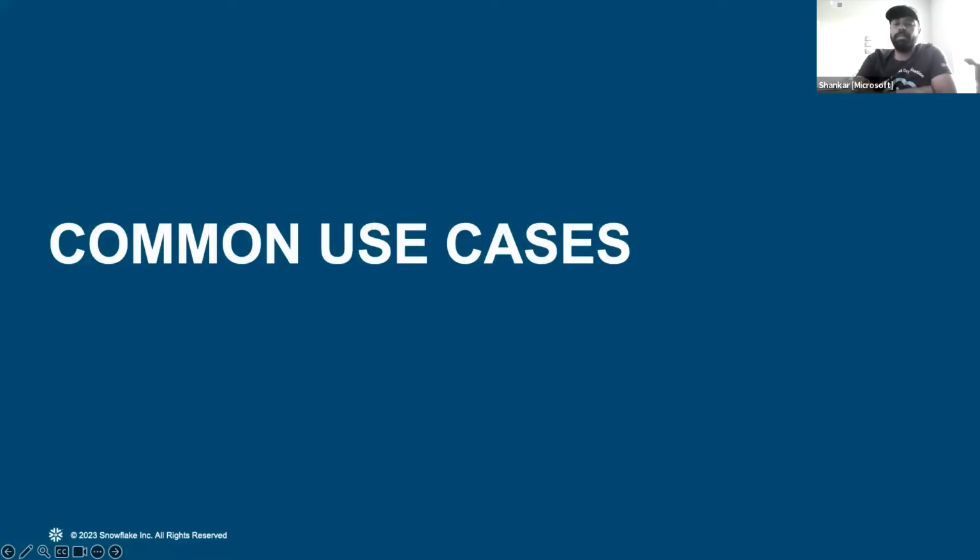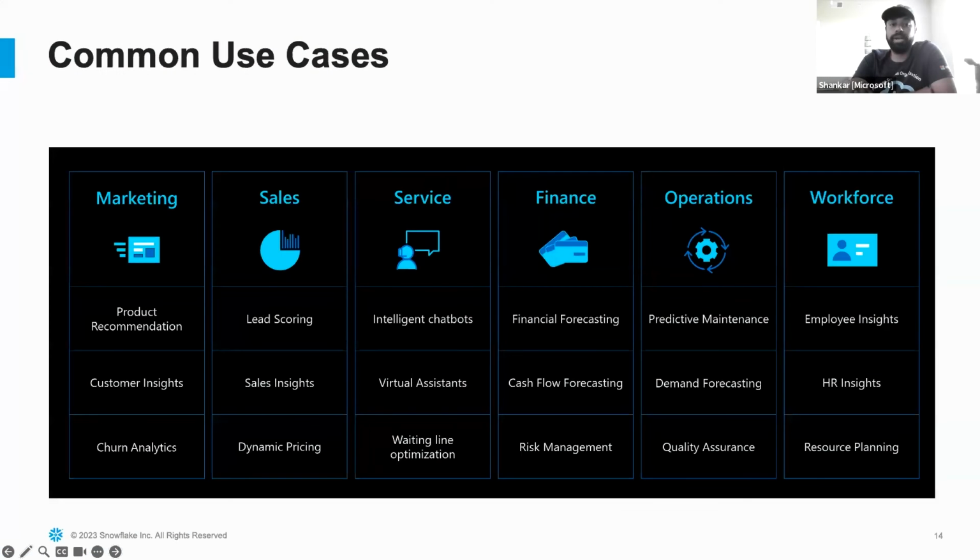So we are going to look at some of the common use cases we have seen across customers. Again, this is just a small subset of the patterns we have seen with Gen AI and LLM growing. There are a lot of possibilities for bringing in other use cases and innovation by integrating it into different business processes.